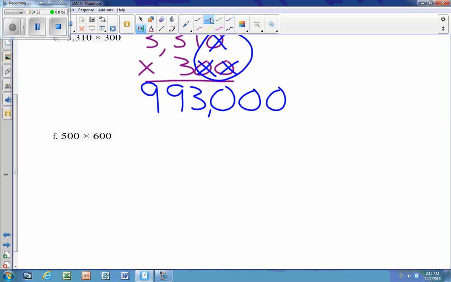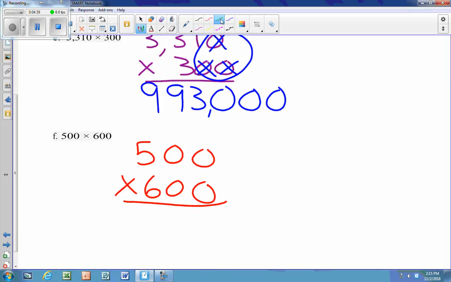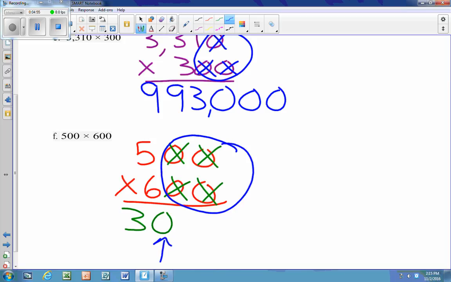Down here is a little different. We have 500 times 600. And when I go to do this, first thing I do is ignore my zeros. And I have 5 times 6 is 30. And if you notice that the basic multiplication of 5 times 6 gives you an extra 0 in here, you have to be careful that you leave that there and then add 4 zeros. 1, 2, 3, 4. And the answer would be 300,000. And that's how we multiply with multiples of 10.